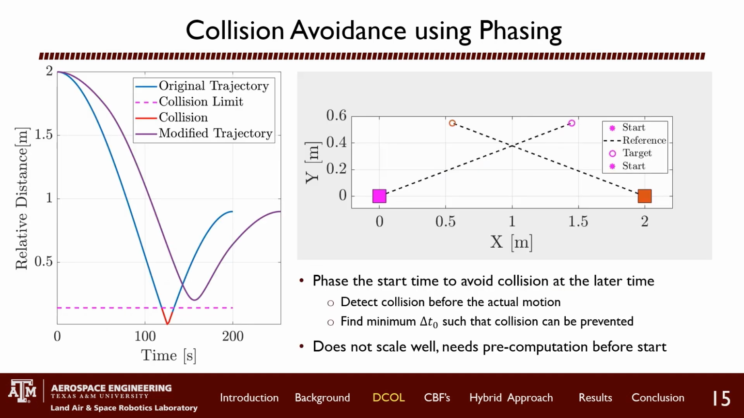Now, one can argue that simply we can have some kind of phasing maneuvers to avoid the collision. For example, we can just wait before starting the motion of the second teapots. Usually, this kind of phasing works when we have fewer agents, but it is not very scalable.